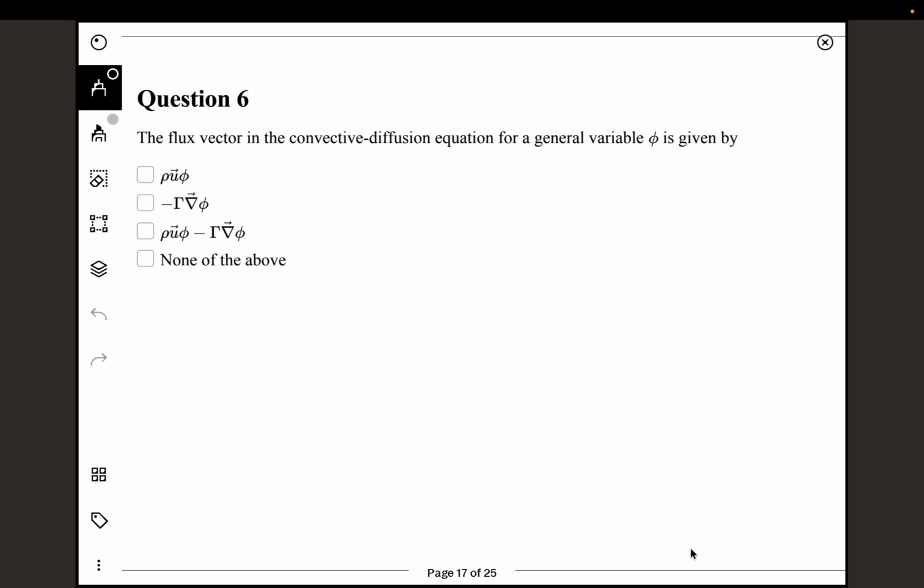The flux vector in the convective diffusion equation for a general variable phi is given by rho u bar phi minus gamma del phi. So this we have already seen. The convective diffusion equation will have something like this if the source and unsteady terms are neglected. So we can club the terms together and write this as something like this. And this will be my flux term J bar, where J bar is this term.